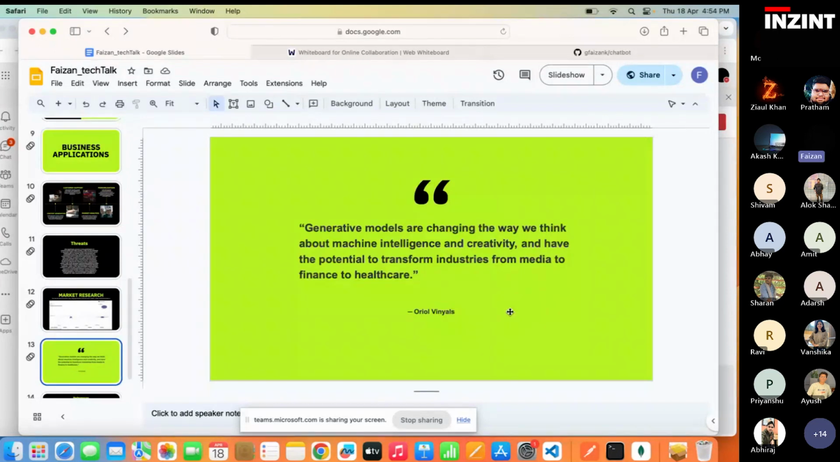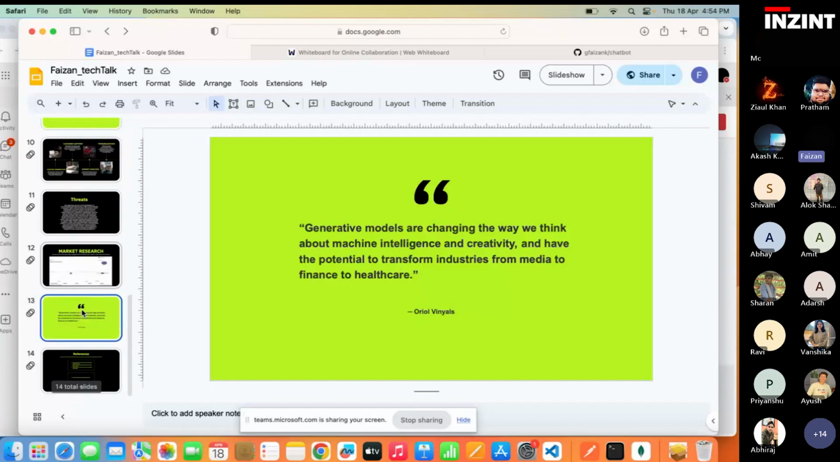And I'll close by saying that generative models are changing the way we think about machine intelligence and creativity, and have the potential to transform industries from media to finance to healthcare. This has been said by Oriol Vinyals. He is a renowned data scientist at Google, and he's one of the faces behind the creation and deployment of Bard. So this is the view that he has been emphasizing so far.